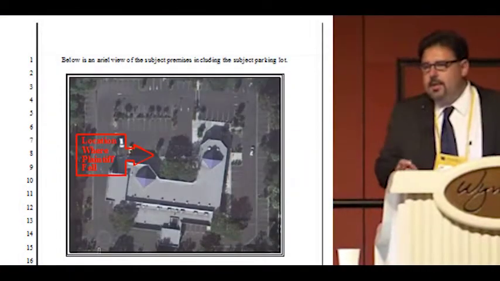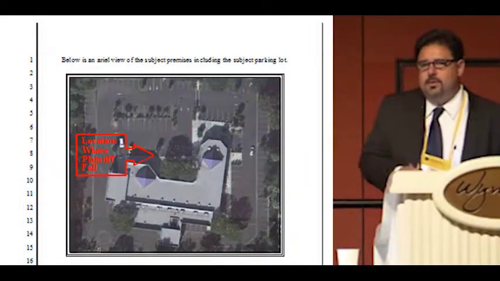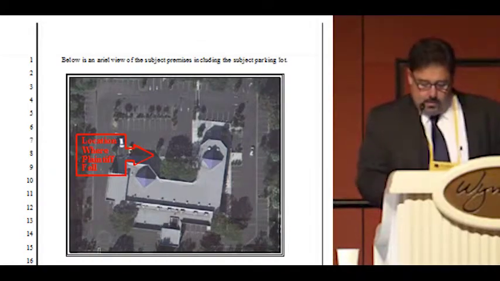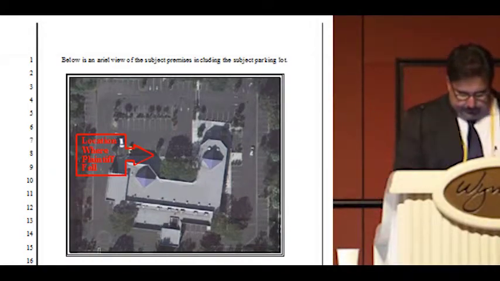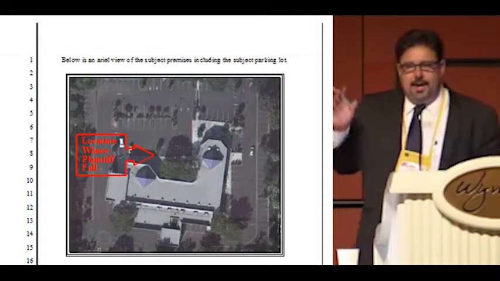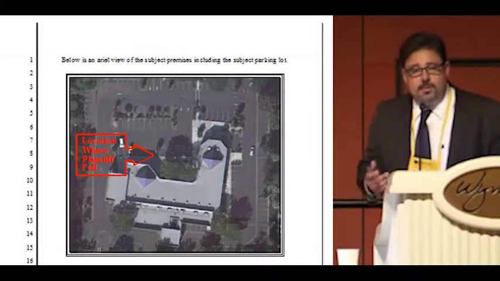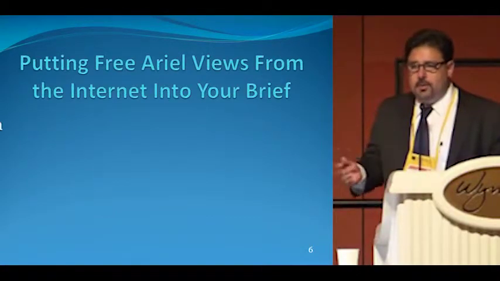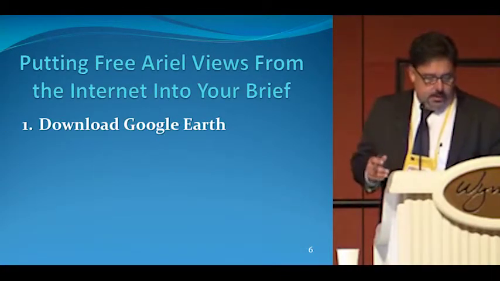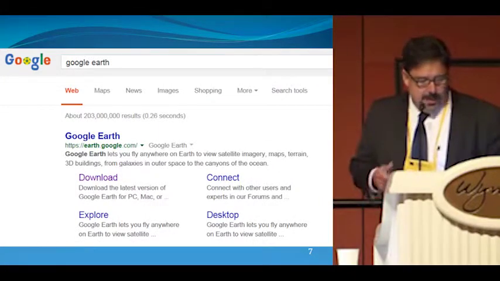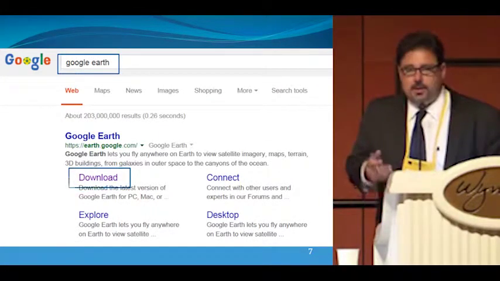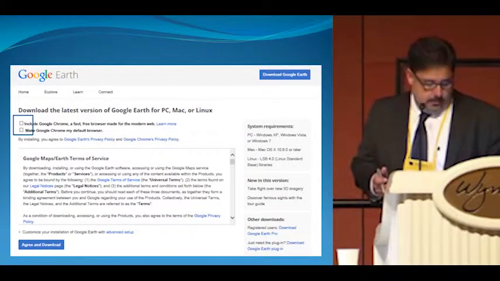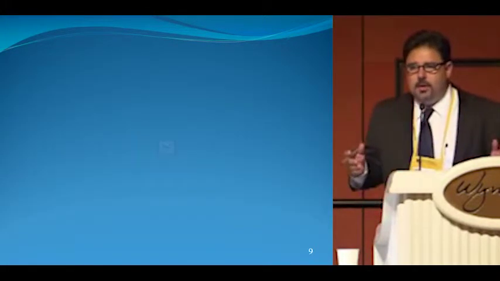Now, the tricky thing is, how do you get it from the internet to your computer? Some of you are savvy, some of you aren't. Very briefly, I want to explain how it works. To get an aerial view of any place in the world for free, you go to something called Google Earth, not Google. You actually have to download it onto your computer. Go to Google, type in the words Google Earth, click on the download, click on the agreement, and then you'll get an icon on your computer.